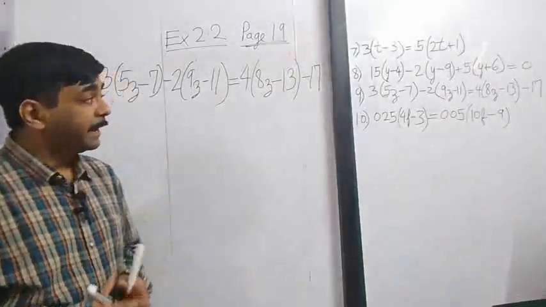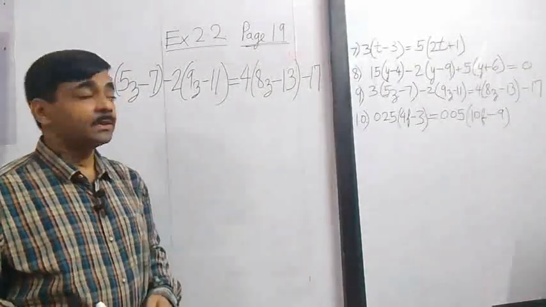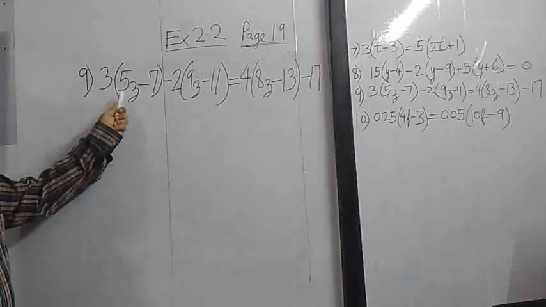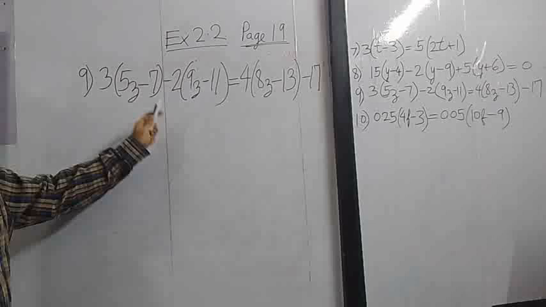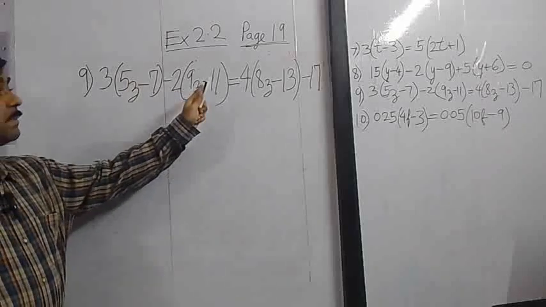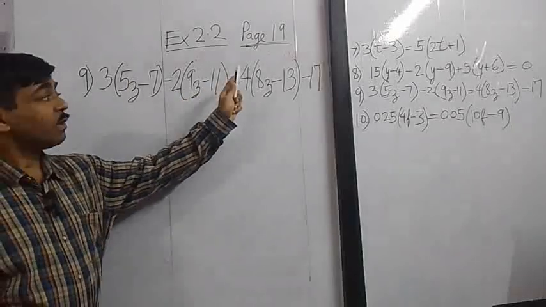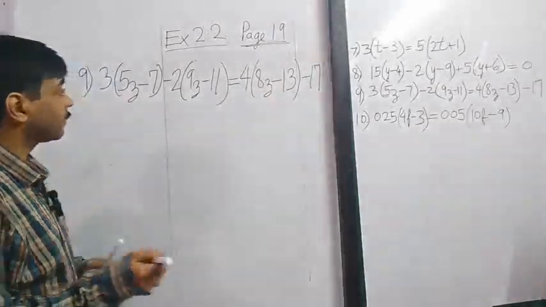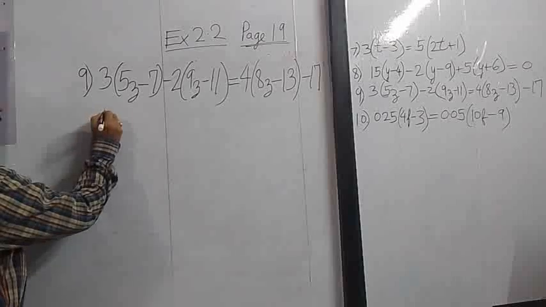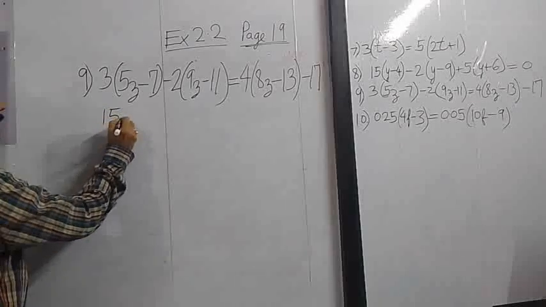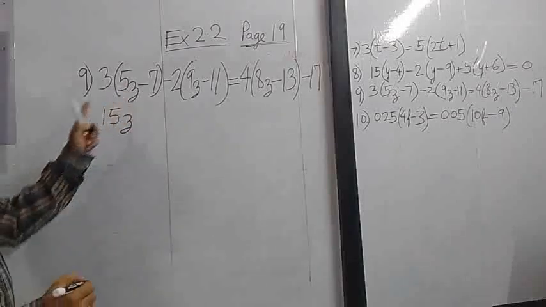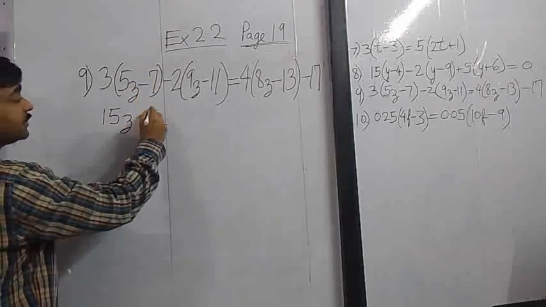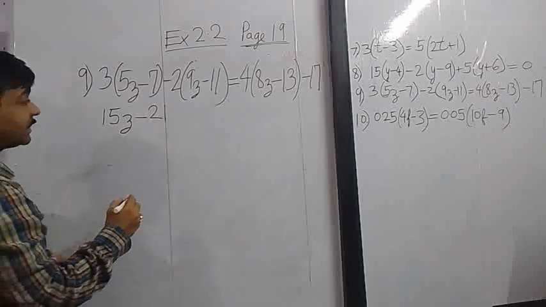So friends, now we have the 9th equation which is on the board. Let's see. 3 times (5z minus 7) minus 2 times (9z minus 11) equals 4 times (8z minus 13) minus 17. Let us proceed, and I will open the bracket. 5 into 3 is 15z, minus 7 into 3 is 21.